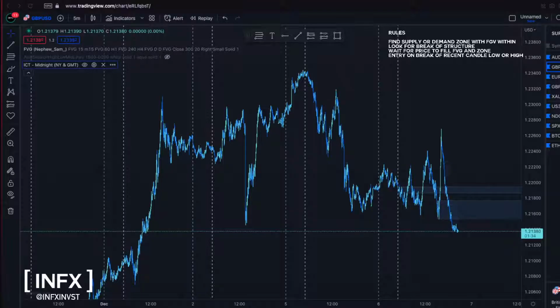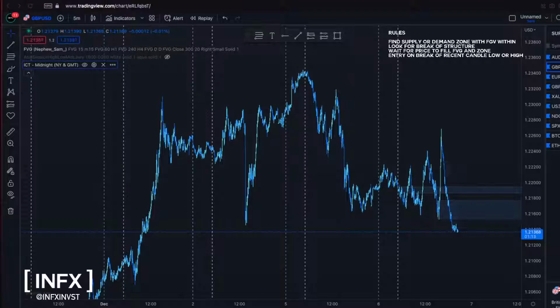Find a supply or demand zone with an FVG within. Look for a break of structure from that area, so a big area of displacement, which is broken structure. Wait for price to fill the FVG and the zone, and then once we get an entry on a break of a candle low, we'll enter and manage the trade going down, taking our first profit at 1-to-1 and then letting the rest run.